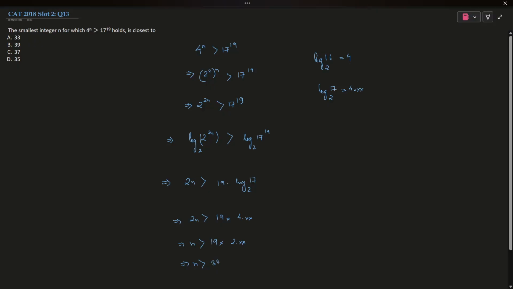N is greater than 38. 19 into 2 is 38. 38.xx. N belongs to integers, so n minimum is 39. So the correct answer is option B, guys. Okay, good question. Easy to moderate level. Let's move on to the next question.